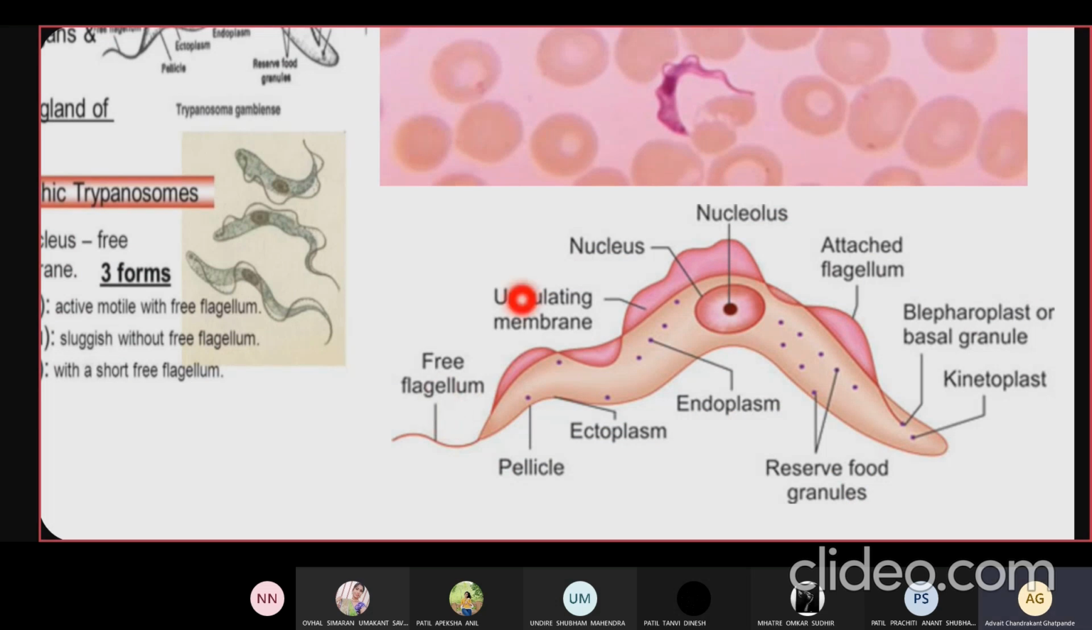Actually it is at this end, but its origin is at this end. The blepharoplast is the origin of this, below the kinetoplast, and beneath the membrane it comes out at the other end. So when it forms in between, it forms the undulating membrane, like waves coming.